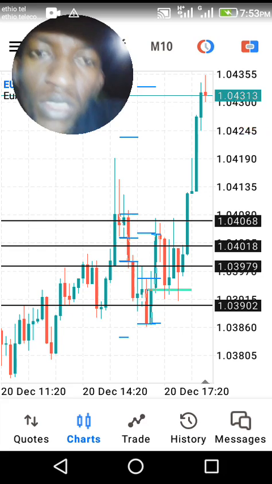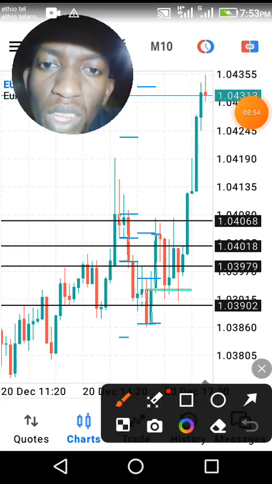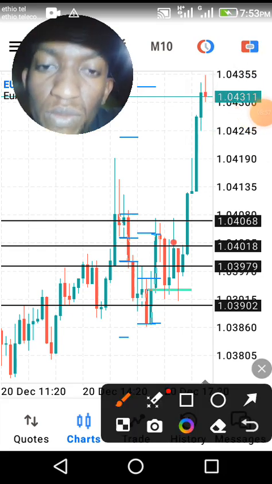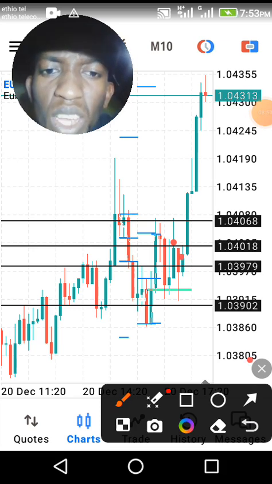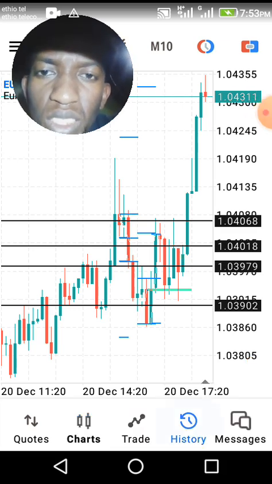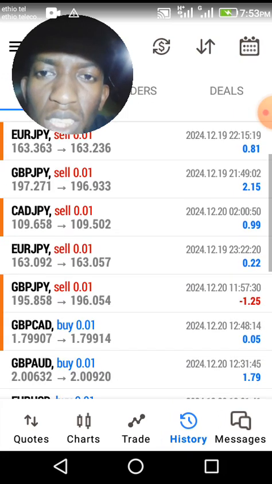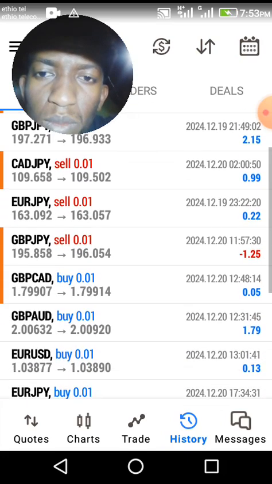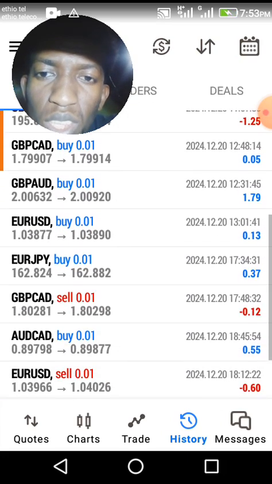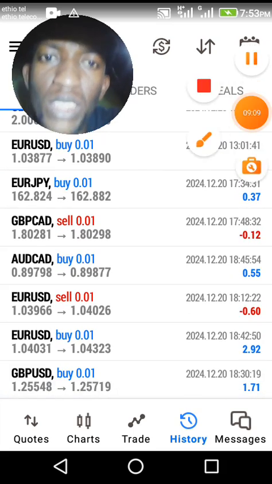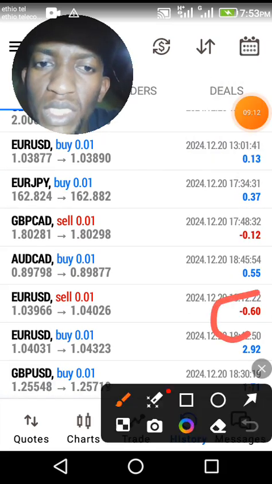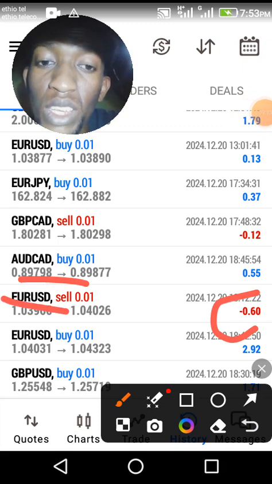So I'm not gonna lie. Initially, an intraday sell right there. I think it was around there. So you can see it in the history, right? After that, where is Euro Dollar? Not GJ. Yes, Euro Dollar right here. So I lost 60 cents right here, as you can see. Then look how much I made.